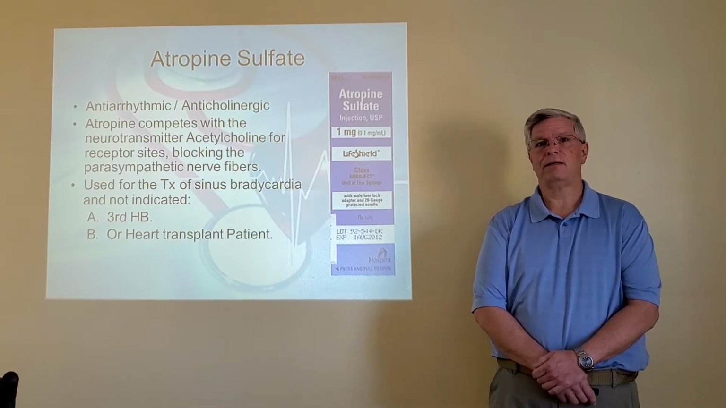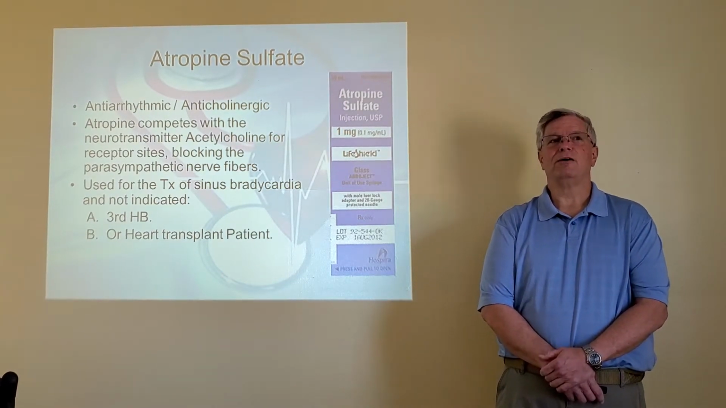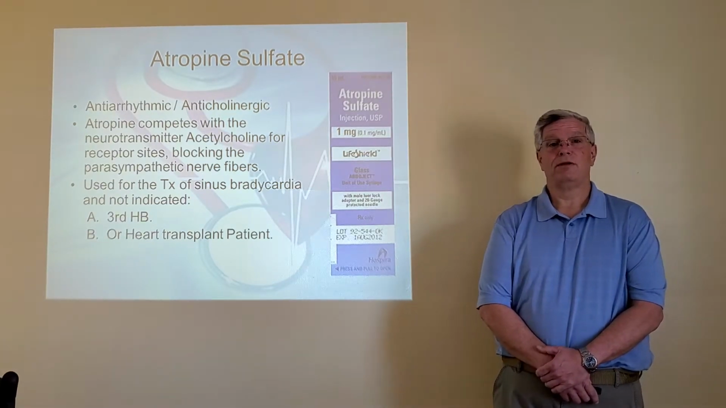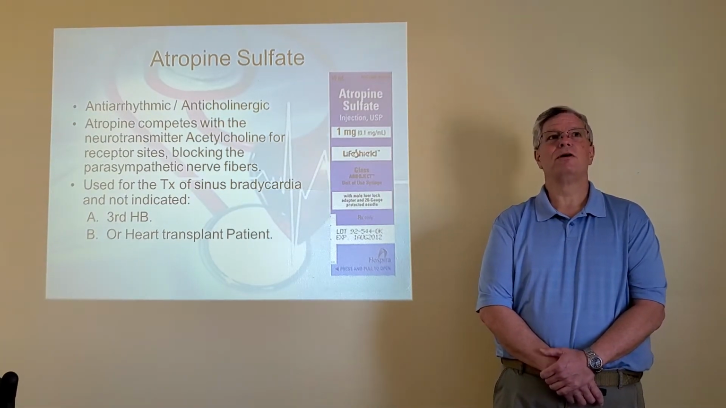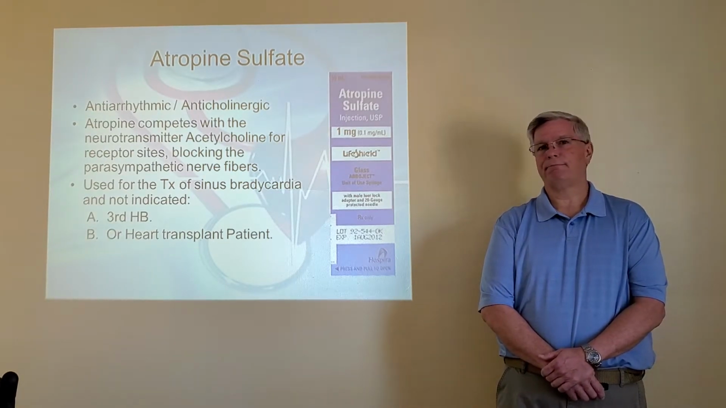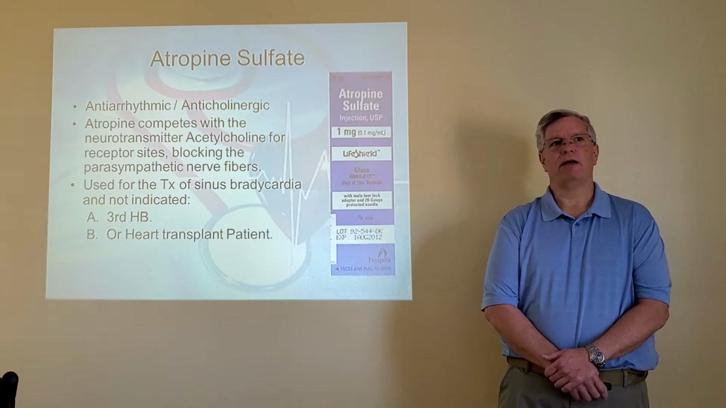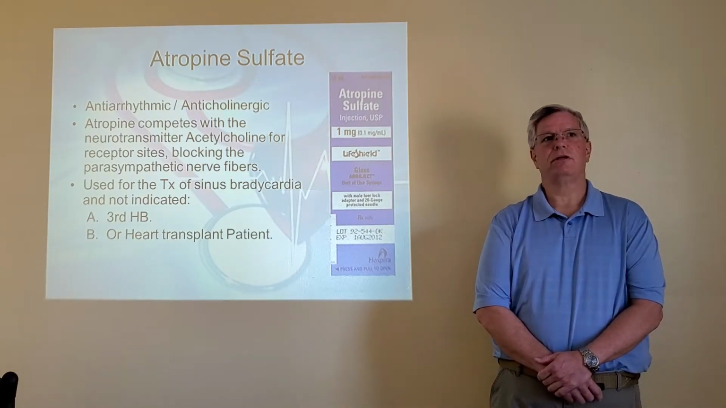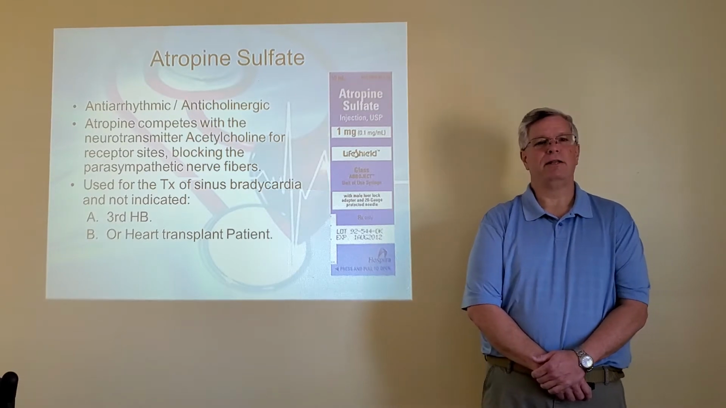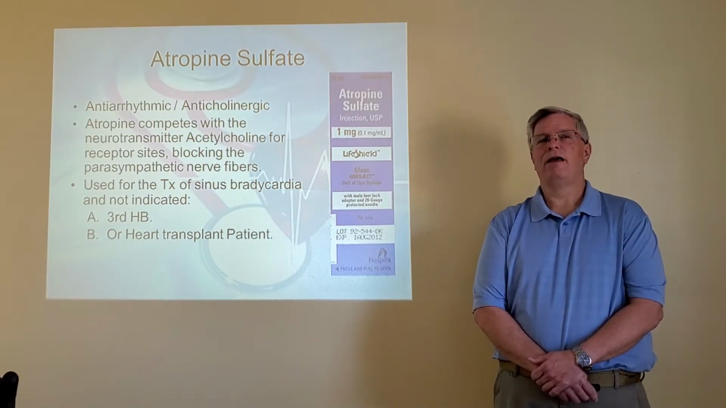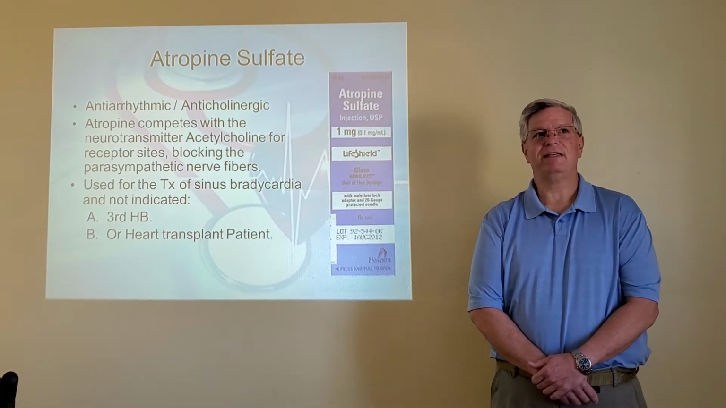Why? Because with the heart transplant patients, their vagus nerve has been cut. So therefore, the parasympathetic doesn't pick it up and it won't increase heart rate. So what would you have to do to these patients in severe bradycardia, in 3rd degree, and heart transplant patients? You have to pace these patients.